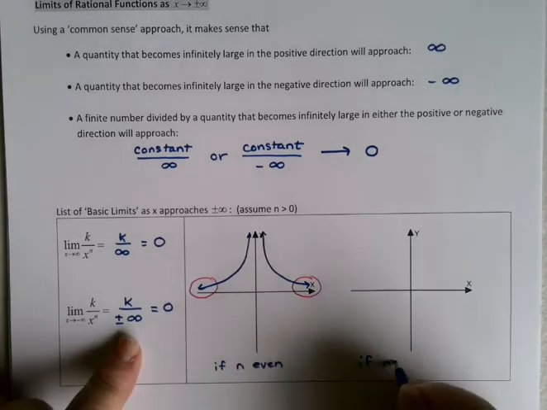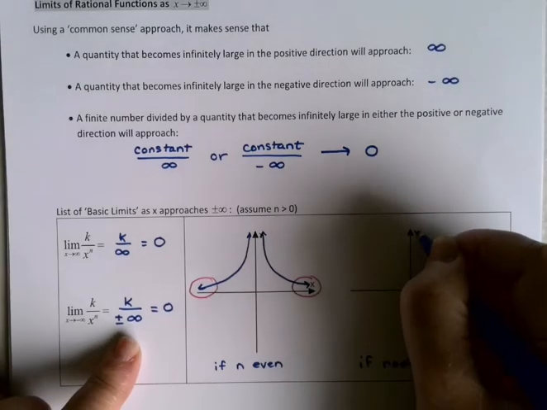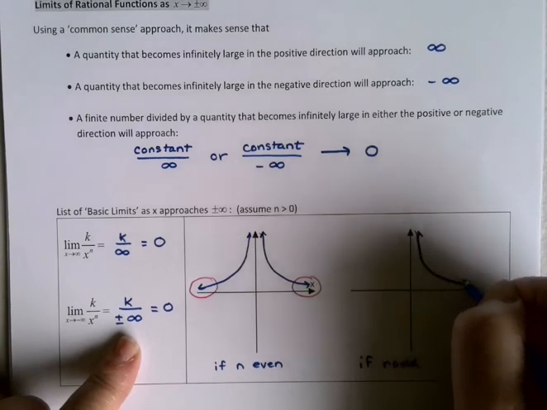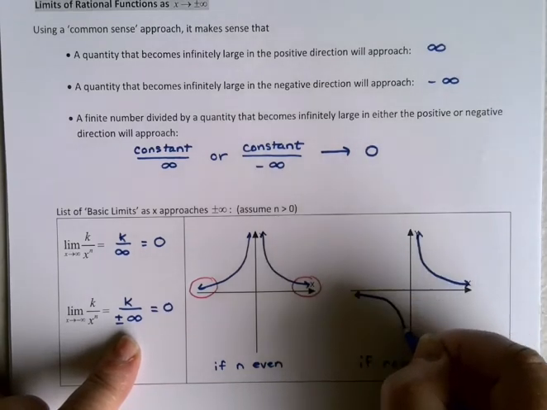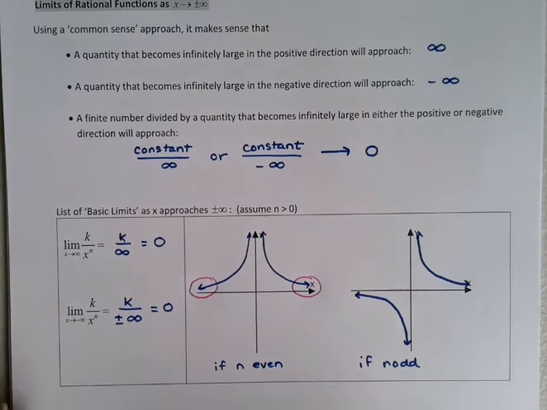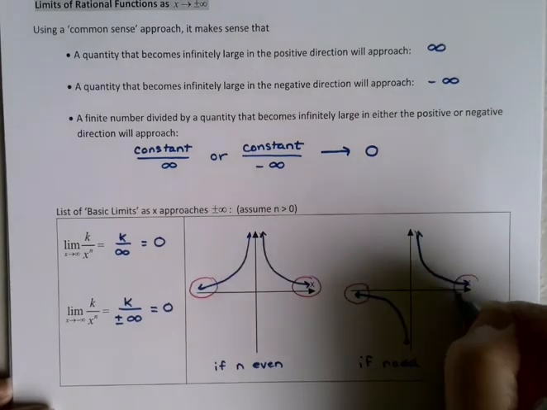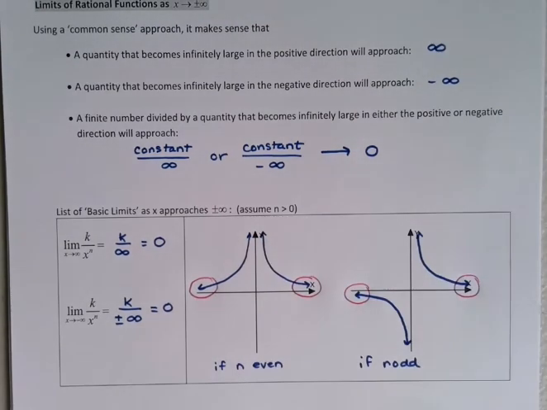So if n is odd, the graphs just look like this. But we continue to see the end behavior near 0, justifying those limits graphically.